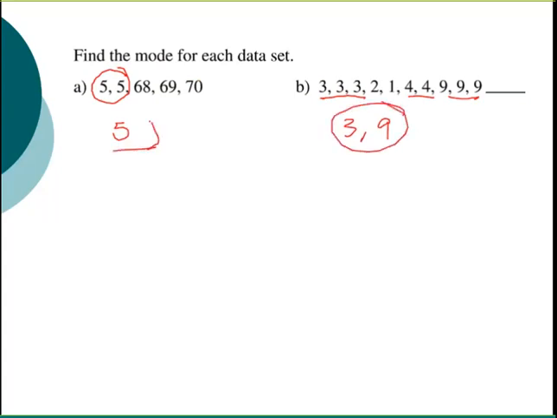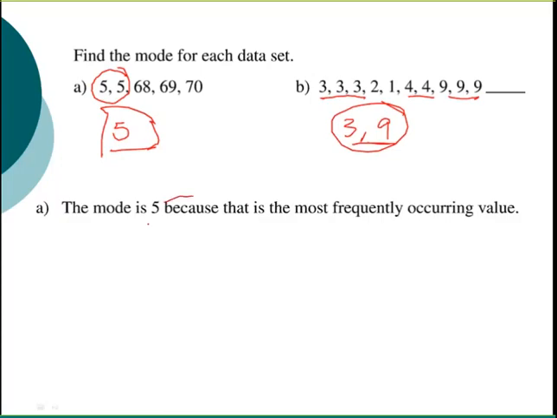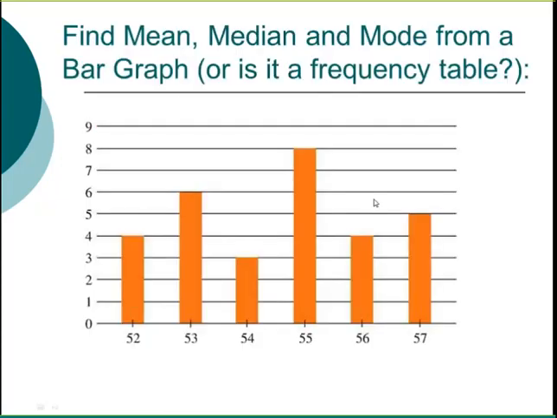So here's a case where you have just a singular mode, and here's a case where you have multiples, like we just had a moment ago. So the mode is 5 because it happens most frequently, and then 2 modes, you got 3 and 9. There we go. So mean, median, mode from a bar graph, which is one of the problems that you have in your assignments. And by the way, I say bar graph or frequency table, because this is basically a frequency table turned sideways.